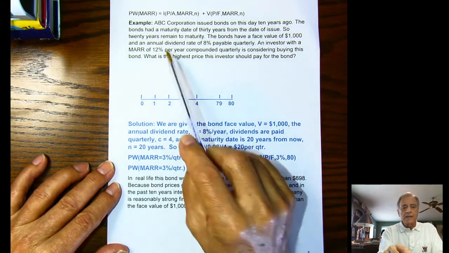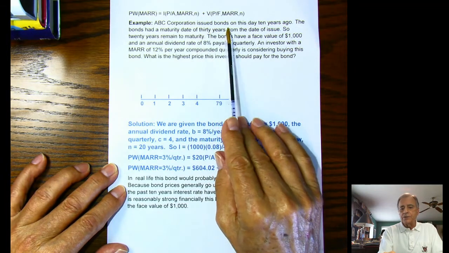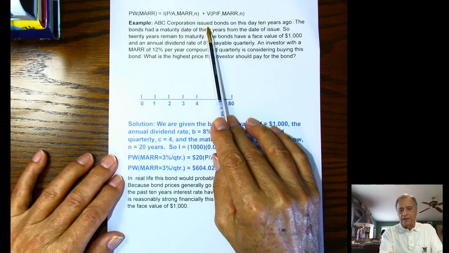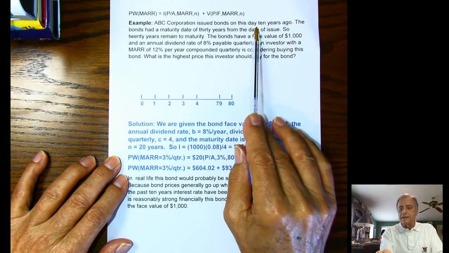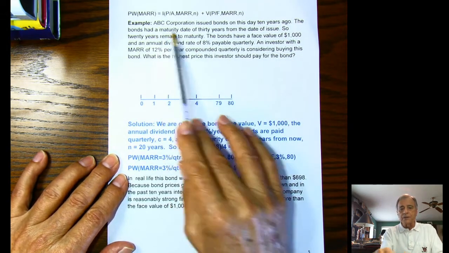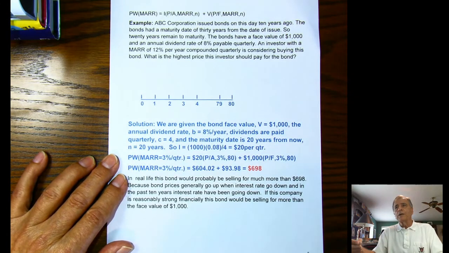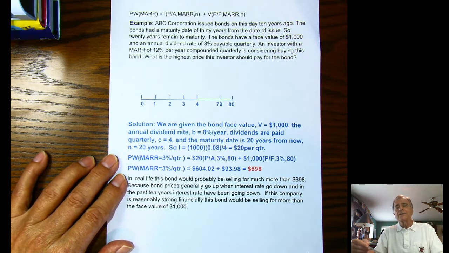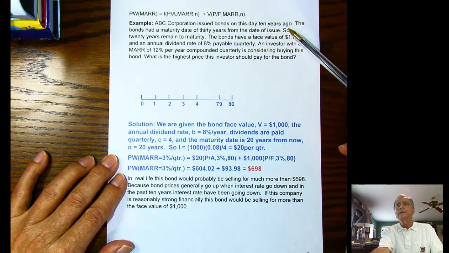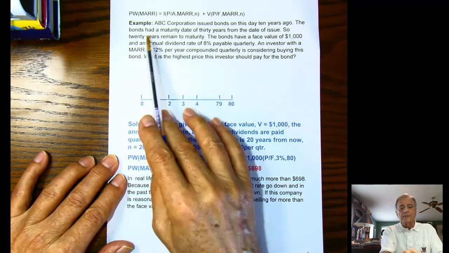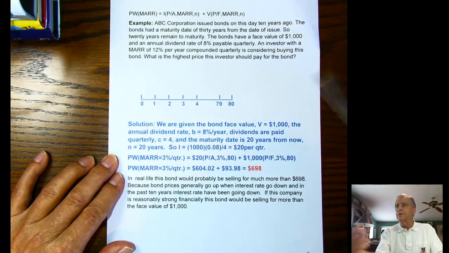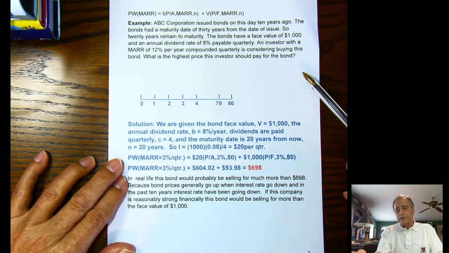This example is ABC Corporation issued. So they already issued these bonds on this day 10 years ago. So these bonds that I'm looking at now by ABC Corporation, perhaps I called my broker, my financial advisor, and I said, I want to buy some ABC bonds. And he said, I have some for sale. One of our customers wants to sell them. That customer bought the bonds when they were issued 10 years ago. They don't want to wait because these are 30-year bonds.